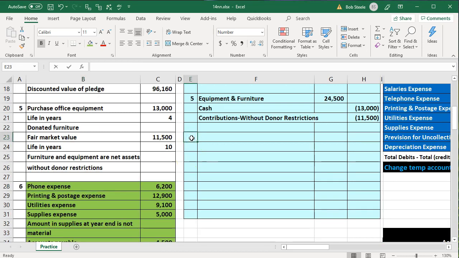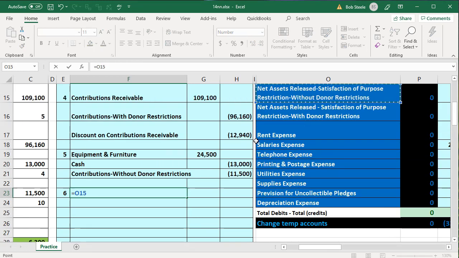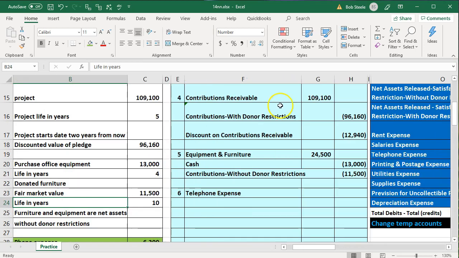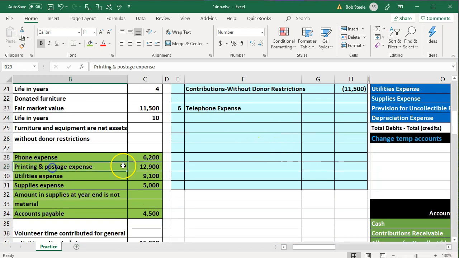We're going to go to number 6, and first we have the phone. So phone expense, so I'm going to look for the telephone. A telephone expense type of account is going to be down below in the dark blue area, because these are in our income statement-like accounts. So we're going to look for the telephone expense, which is right there. And then the next one we need to pick up is the printing and postage, another expense type account.